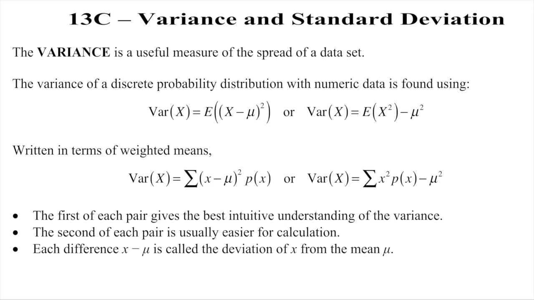Well, the variance is actually equal to the standard deviation squared, or the standard deviation is the square root of variance. So we'll talk a bit more about that in a little while. But what we need to do is find a formula that generates the variance.